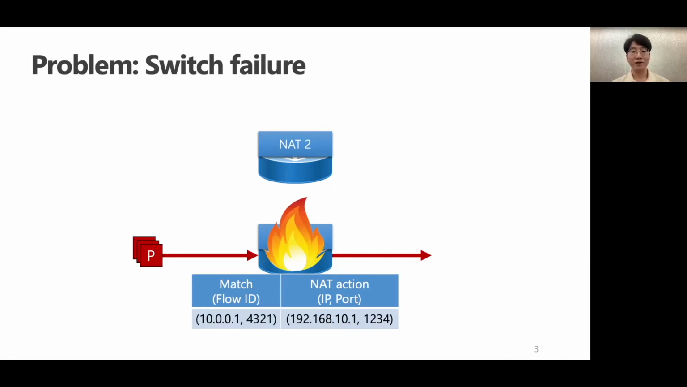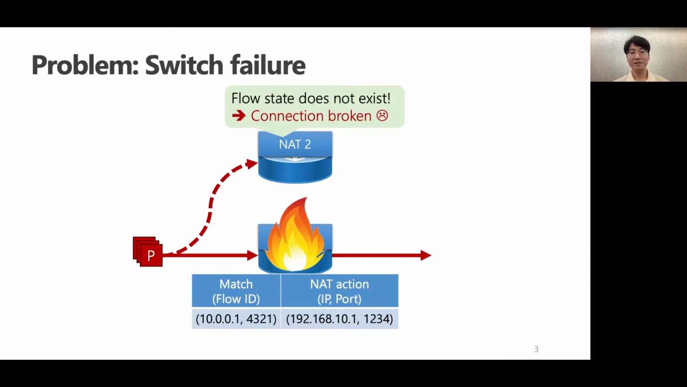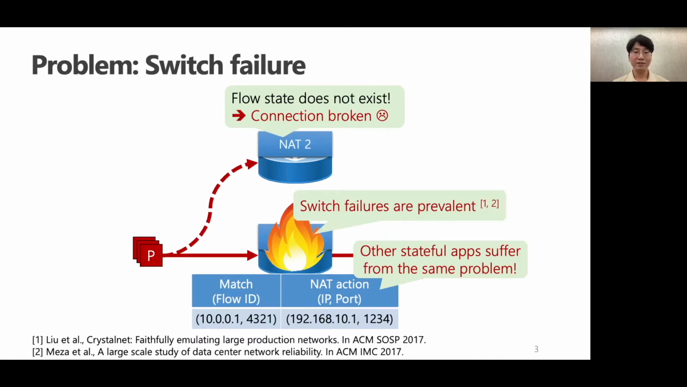Since today's networks are typically engineered to mask such a failure by providing redundant paths, the upstream switch can route the flow to an alternative switch. Packets now arrive at the NAT 2, but since this NAT instance does not have the flow state, packets cannot be processed and the connection will be broken. While I use the NAT as an example here, switch failures can lead to incorrect behaviors of various stateful applications, including other stateful network functions. Indeed, recent measurement studies in production networks have shown that switch failures are common in practice.